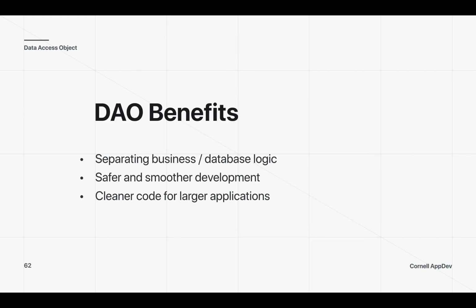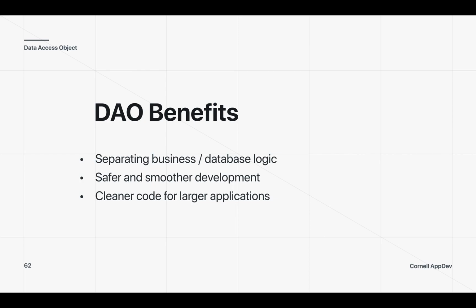So the main benefit of a DAO, and why we use it in development, is to separate what's called the business and database logic. Business being the side that's interacting with clients, so mainly in our case, where all of our routes are located. And the database logic being where we actually define our database schema and other attributes surrounding our table setup.